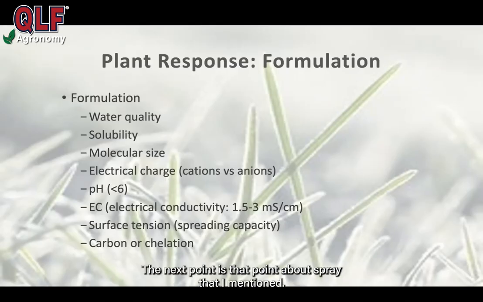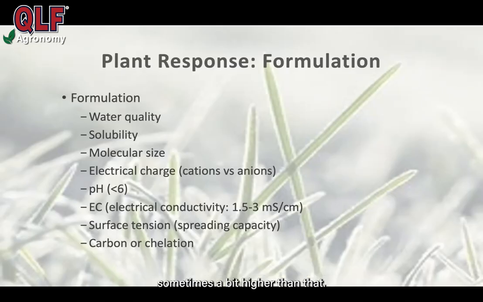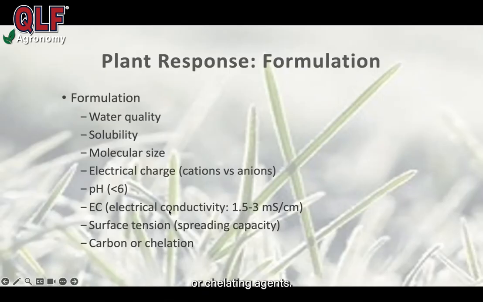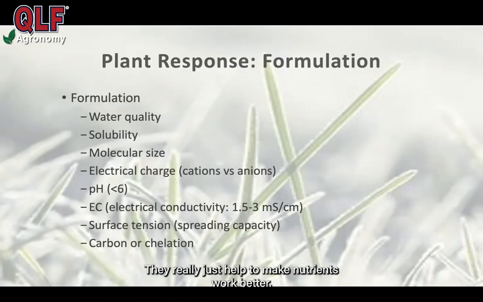The next point is that point about spray pH that I mentioned. You want that final pH to be around about 5 to 5.5, in that kind of window, as a general rule. Look, there's wiggle room there. I know farmers that often have mixes that are much lower than that, sometimes a bit higher, but as a general rule, I would always try to be at least below 6. I think 6 would be my real top end. And we'll touch on a few of these other points as we go through, but I also just wanted to mention the role of some carbon additives or chelating agents. They are nutrient synergists. They really just help to make nutrients work better.